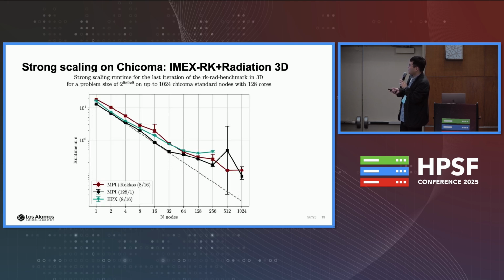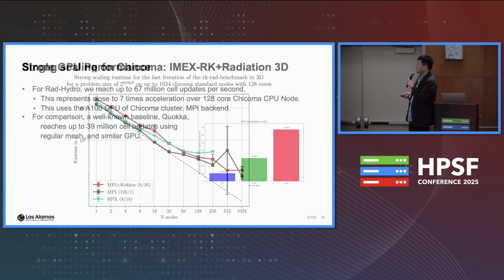And then doing exactly the same thing, but now turning to 3D. In that scenario, we also see pretty good strong scaling, up to about 64 nodes. So our code scales okay as a test case.